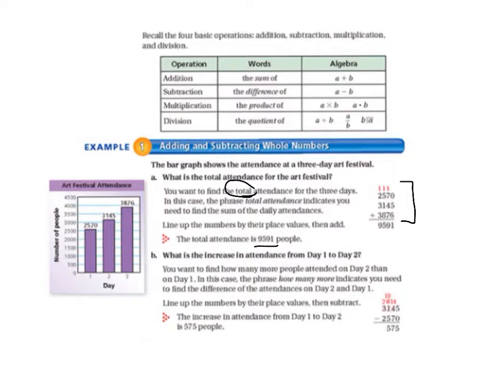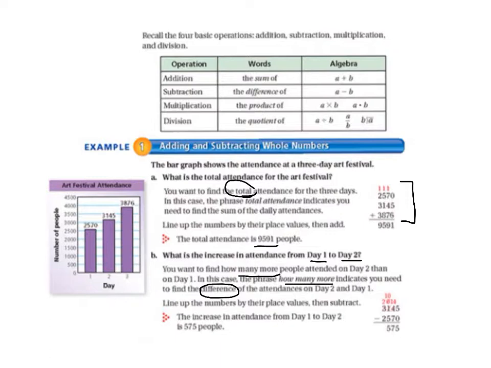Let's look at letter B. What is the increase in attendance from day 1 to day 2? You want to find how many more people, there's that phrase, how many more, that we talked about yesterday, attended on day 2 than on day 1. In this case, the phrase how many more indicates you need to find the difference of the attendance on day 2 and day 1. So anytime we talk about the difference, that means we're subtracting.